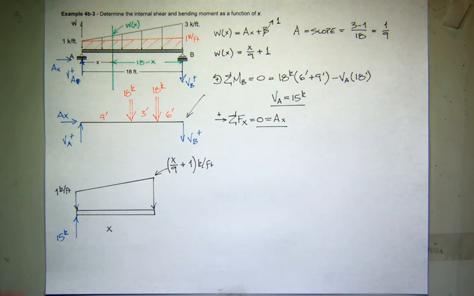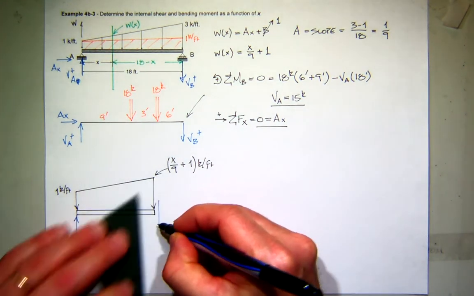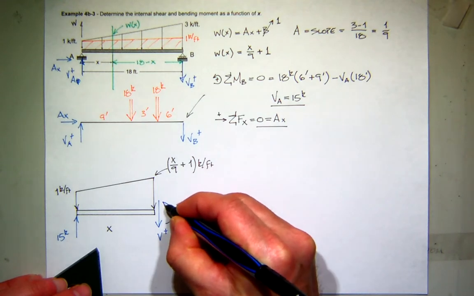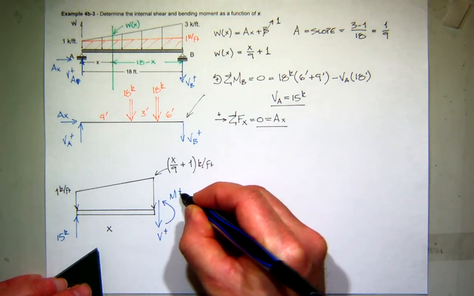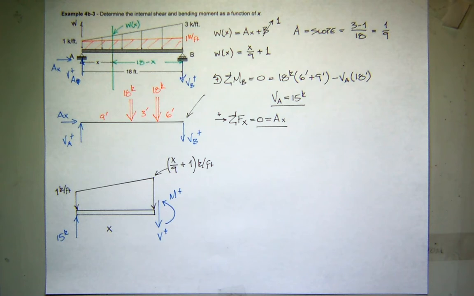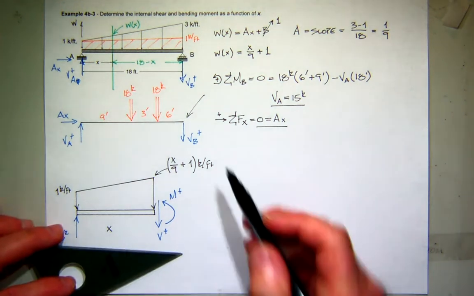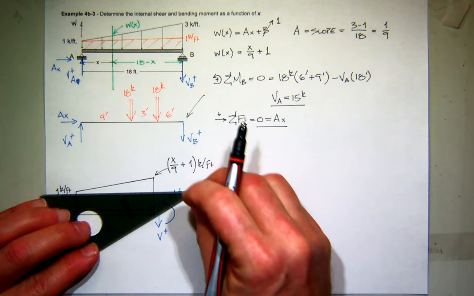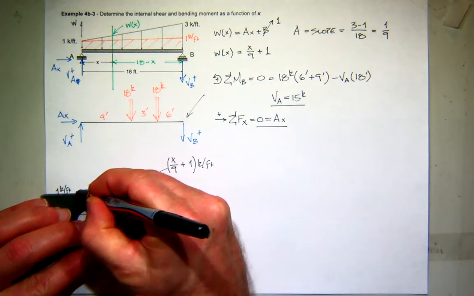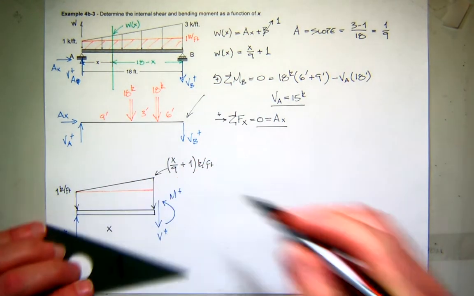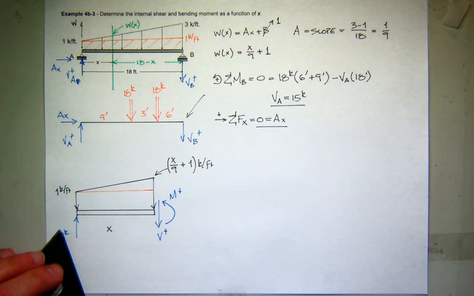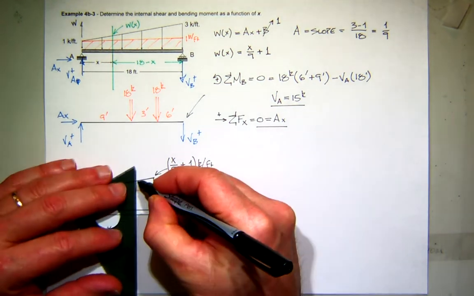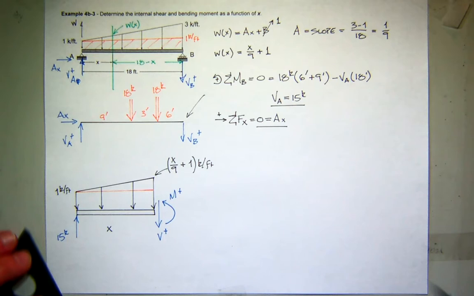And then at the cut, I'll assume positive shear force and positive bending moment. Those are the two things we're trying to find. And in a similar manner that we did up here, I'm going to divide my trapezoid into a rectangular portion and a triangular portion.